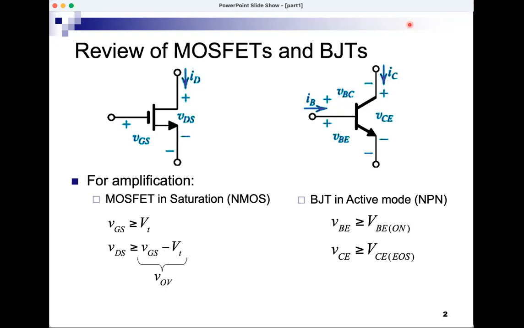And again, if this is a PNP, VBE and VCE would be negative. So we can use the same conditions with absolute values. Absolute value of VBE should be greater than 0.5, and absolute value of VCE should be greater than 0.3 volt for PNP. And in the PNP, the arrow would be pointing like this from the emitter towards the base.